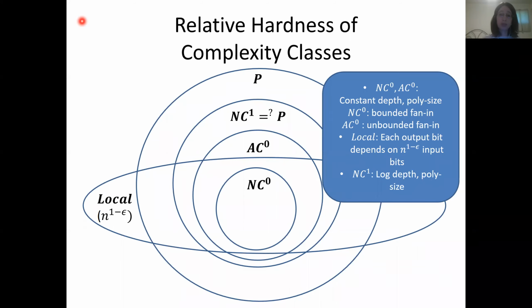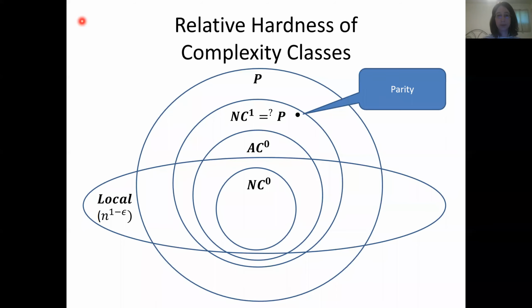So if we want to restrict ourselves to constructions that are information theoretic and don't make any assumptions, then we can't even get up to NC1. We have to look inside or under NC1.